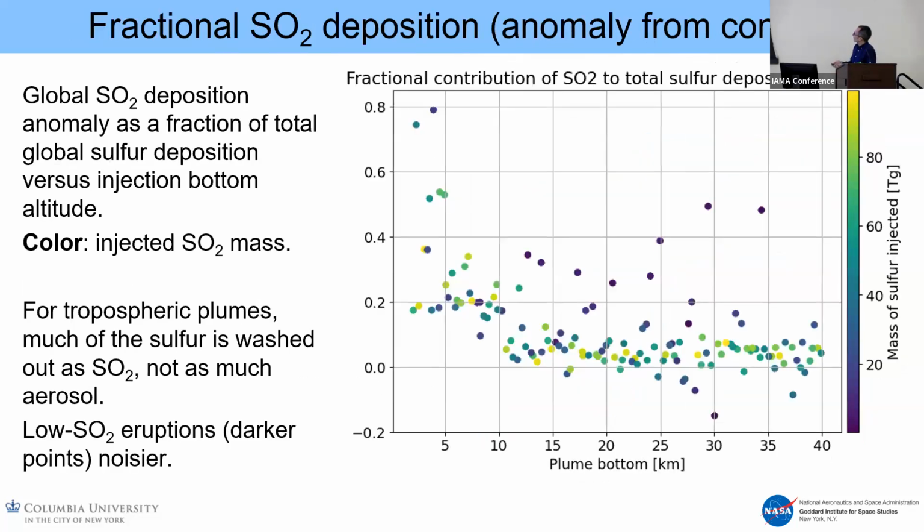We can see these things in different ways. So this is the fractional SO2 deposited sulfur compared to total. And you see that when the plume bottom is low, there is a lot of SO2 being deposited. When the plume bottom is much higher, very little SO2 is being deposited, everything is converted into sulfate.